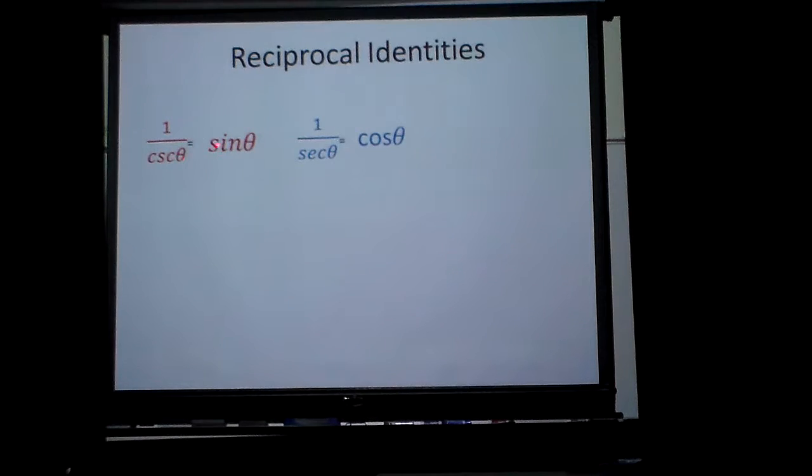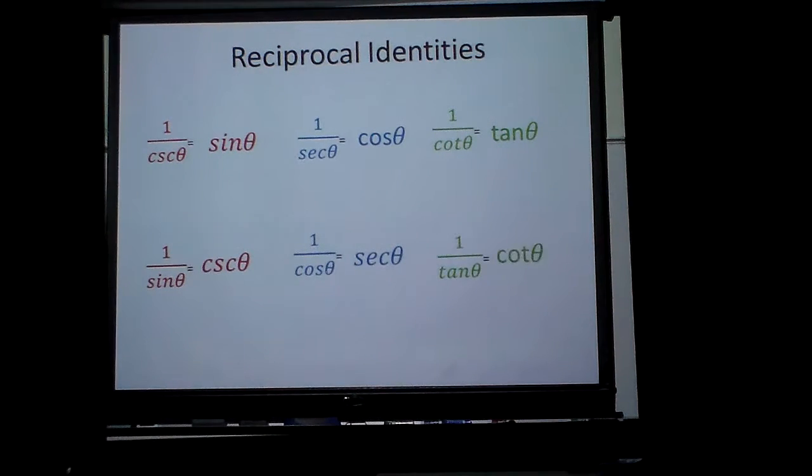And notice, none of these start with the same letters. Reciprocal ones do not start with the same letters. And the same thing's true for 1 over cotangent is equal to tangent. And then of course, if 1 over cosecant equals sine, then 1 over sine would equal cosecant, and 1 over cosine would be secant, and 1 over tangent is cotangent.